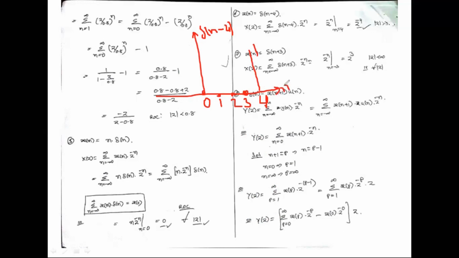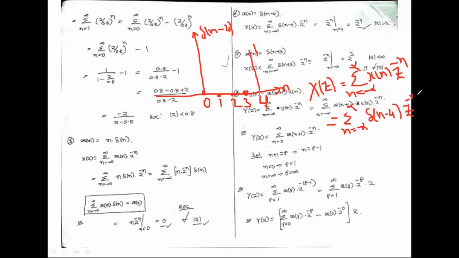Okay. Now, in the definition of X of z, for delta of n minus 4, the sum over n from minus infinity to infinity of x of n, z power minus n. So what is X of z given? Sum from minus infinity to infinity, delta of n minus 4, z power minus n. So delta of n minus 4 is nonzero only at n is equal to 4. Okay, so z power minus n at n is equal to 4.